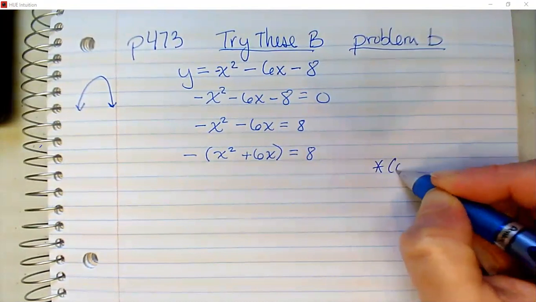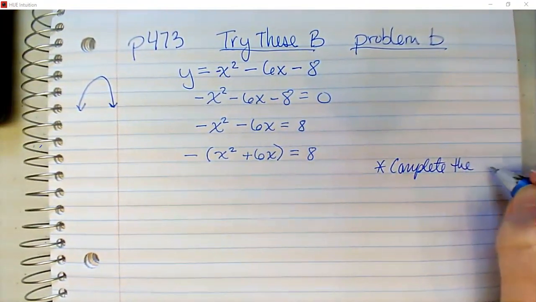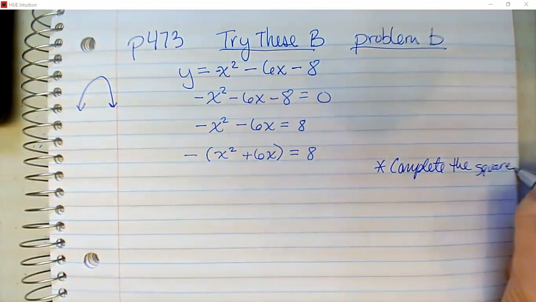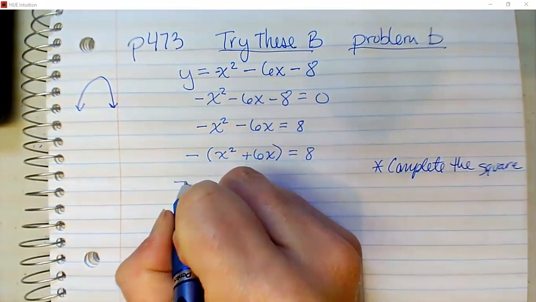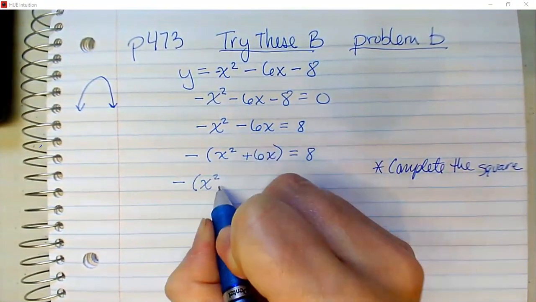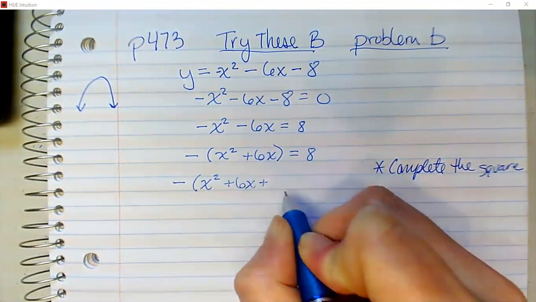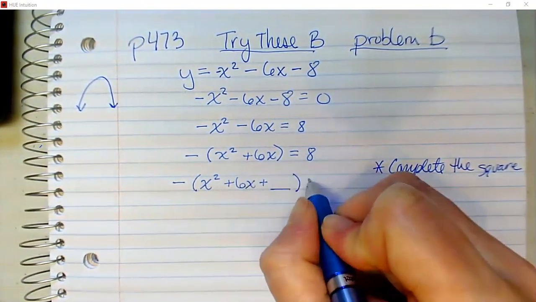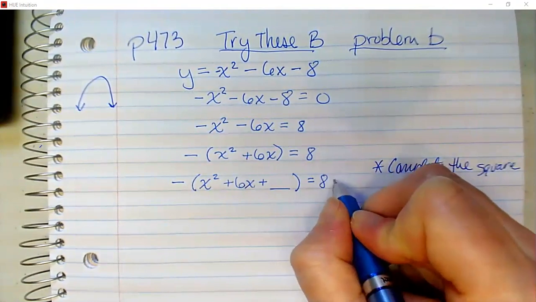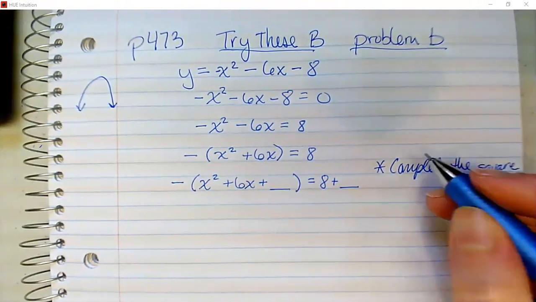All right. The next step is where we're actually going to start completing the square. So I'm bringing down my negative sign. In my parentheses here, I've got x squared plus 6x plus something, and we're going to have equals 8 plus something. All right, so let's complete the square.